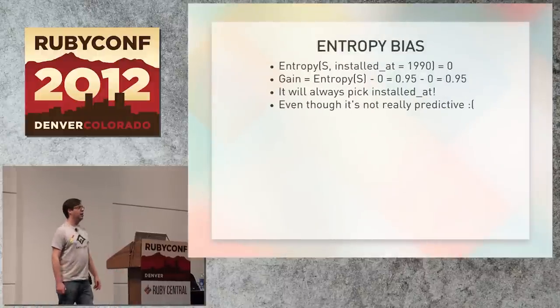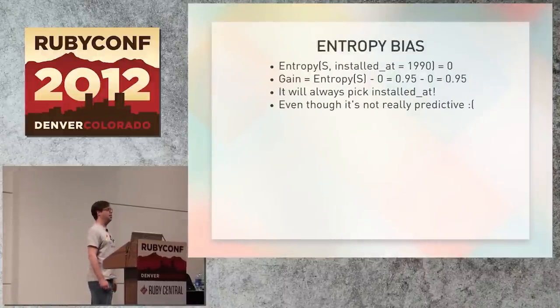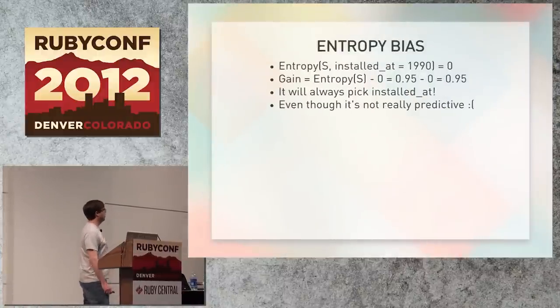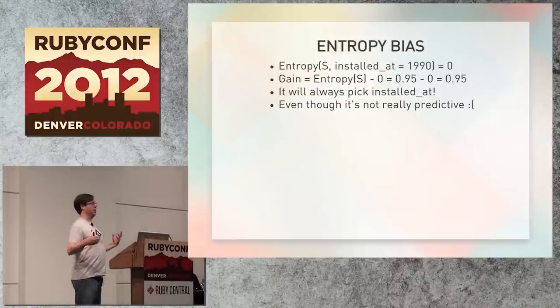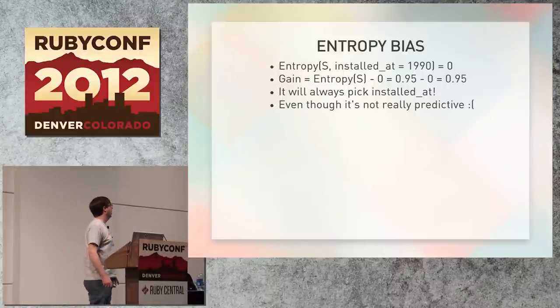What we're talking about here is something called the entropy bias. The entropy bias refers to the fact that it's going to be biased by default toward attributes that have a large set of possible values, or in this case, really an infinite set of values.